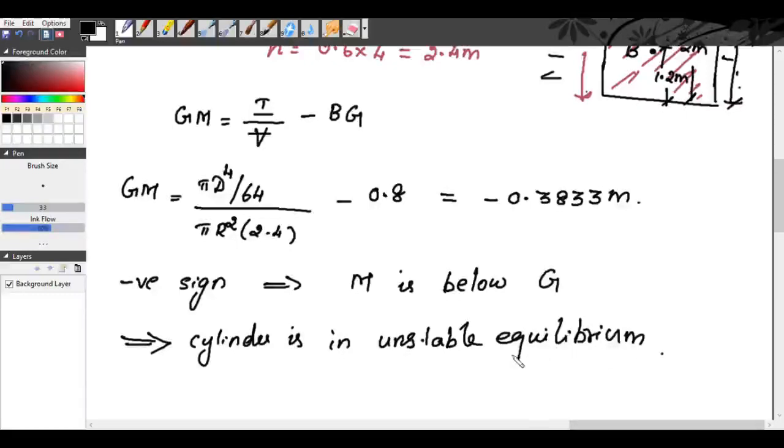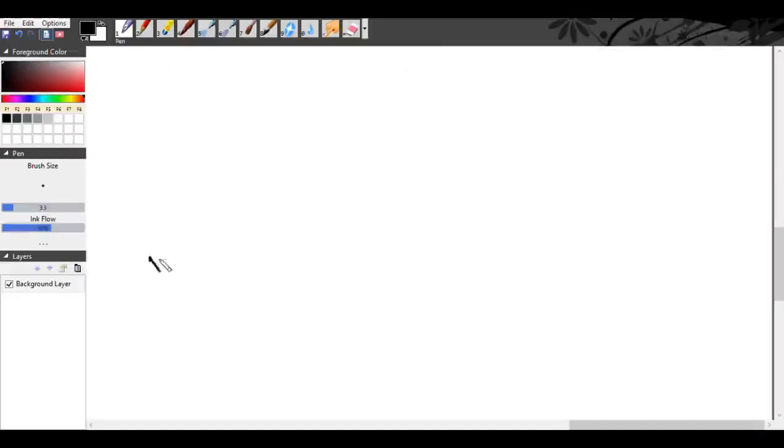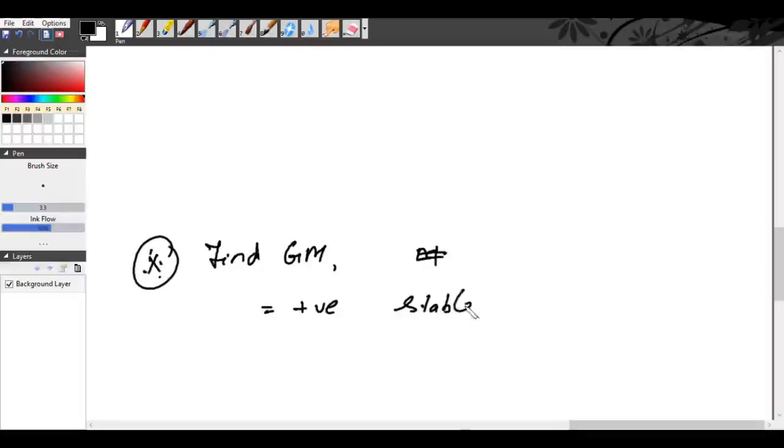If you are asked in the question to find whether it is in stable or unstable equilibrium, just find GM. If this GM is positive, then it is in stable equilibrium. If it is negative, unstable equilibrium. And if it is zero, then it will be in neutral equilibrium.